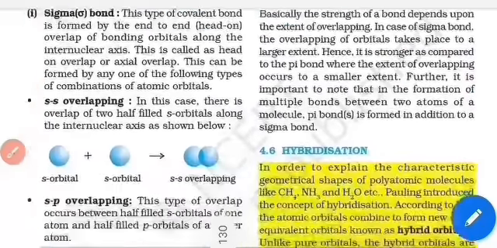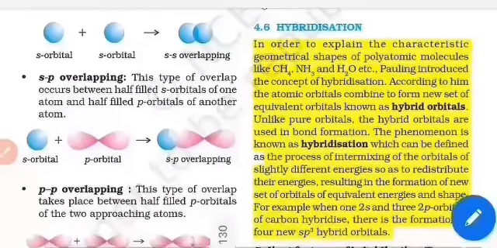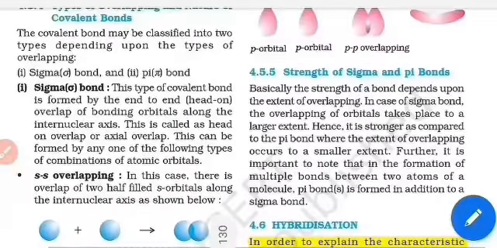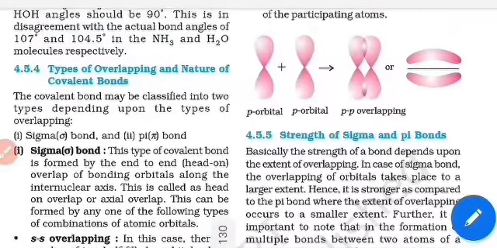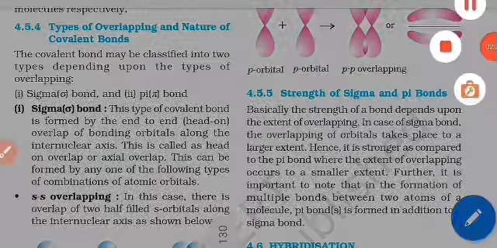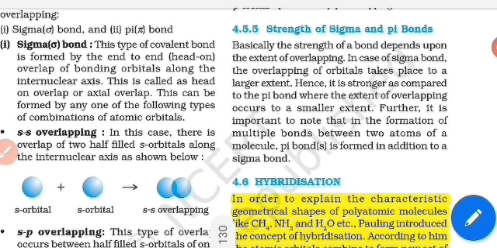Since sigma bond is formed when the overlapping area lies on the internuclear axis, sigma bond is stronger as compared to pi bond. In pi bond, the total electron density divides into two parts, so it becomes weaker as compared to sigma bond. During bond formation, always first sigma bond is formed and thereafter pi bond is formed if required.